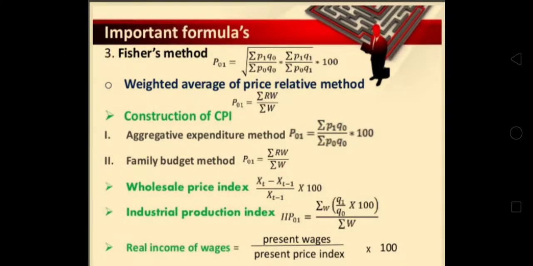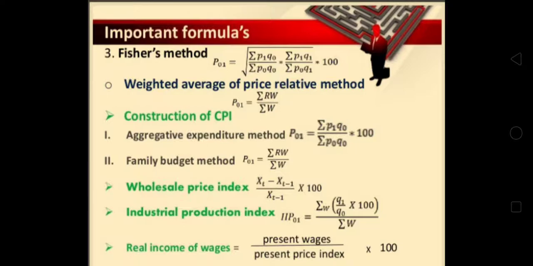For Fisher's method, all of you are aware this method is known as the ideal method, because this is the method in which both the Laspeyres and Paasche methods are applied together. P01 is equal to the square root of sum of P1 Q0 divided by sum of P0 Q0 into sum of P1 Q1 divided by sum of P0 Q1 into 100. Again, for the weighted average of price relative method, the formula is P01 is equal to sum of RW divided by sum of W.